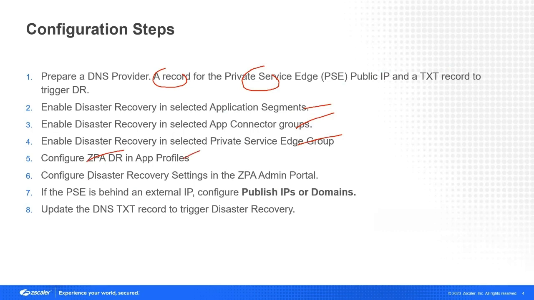Next is we configure DR in the ZPA admin portal. And then step 7 is situational. If our PSE is behind a firewall or an external IP like AWS, for this example, we will need to configure the publish IPs or domains. This configuration is on the private service edge page in the ZPA portal. And then the last step is to trigger the DR. So we will need to update the DNS text record.